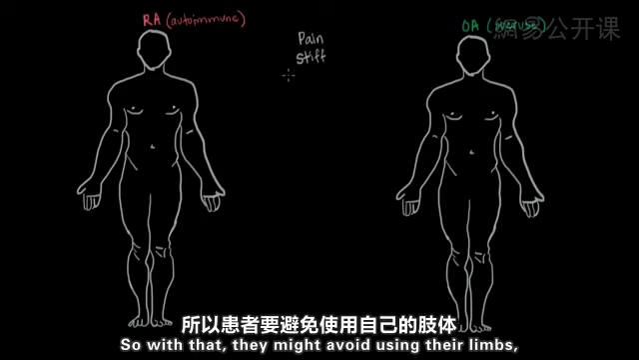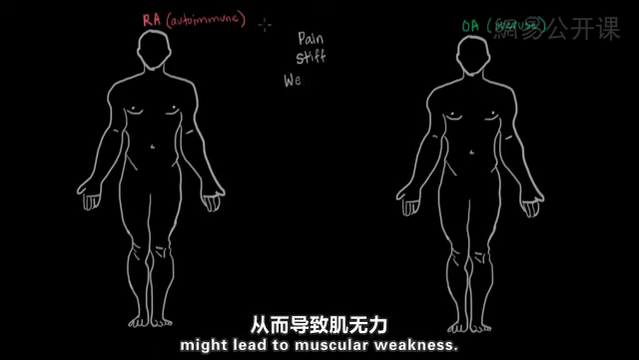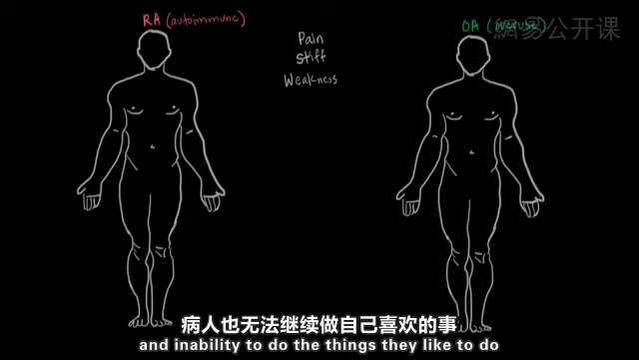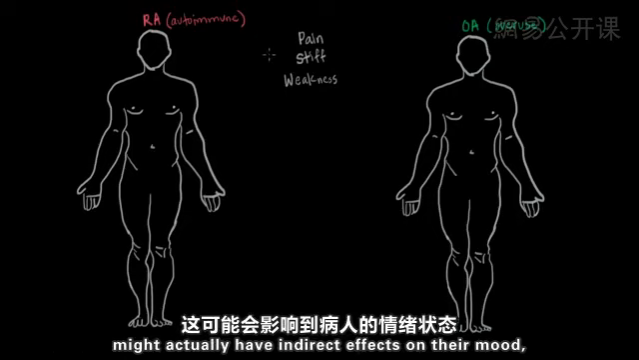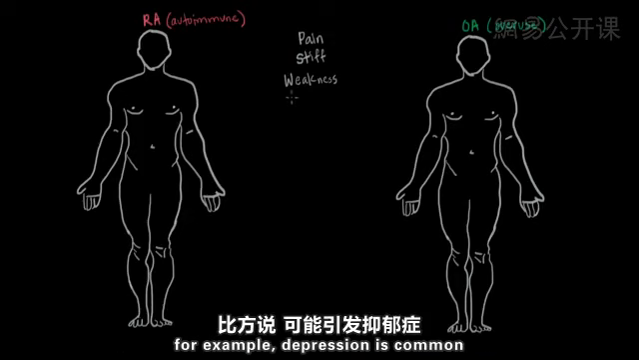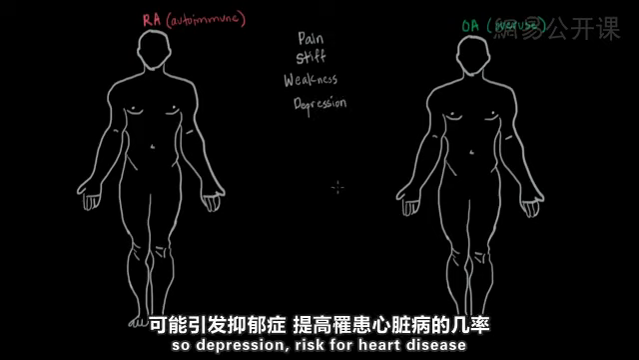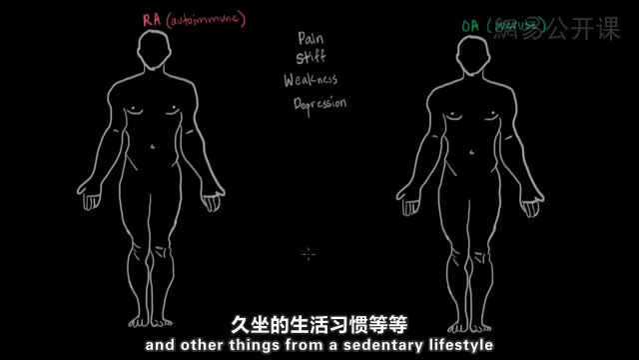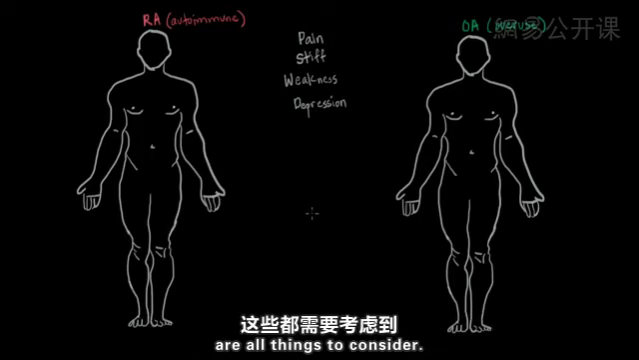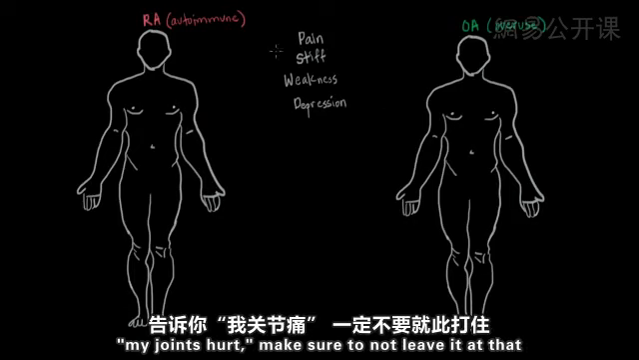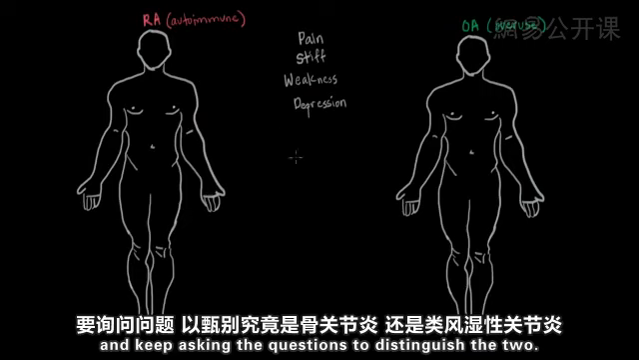So with that, they might avoid using their limbs, which might lead to muscular weakness, loss of function. And this weakness and loss of function and inability to do the things they like to do might actually have indirect effects on their mood. For example, depression is common because both of these are chronic diseases. So depression, risk for heart disease, and other things from a sedentary lifestyle are all things to consider. So the point of this is, when patients come in and tell you my joints hurt, make sure to not leave it at that and keep asking the questions to distinguish the two.